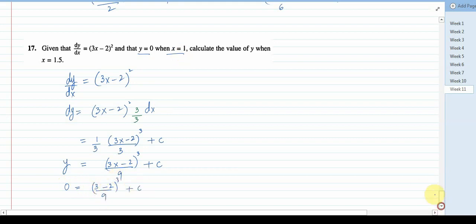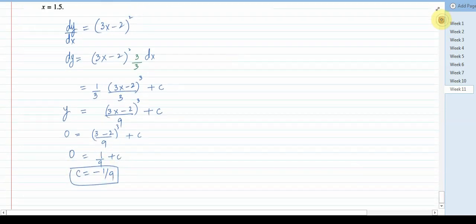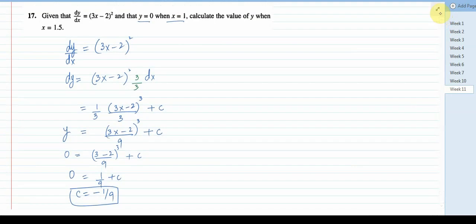You can solve it. 3 minus 2 is 1, 1 over 9 plus c equals 0, and c is negative 1 over 9. Alright, you got the value of c. And now calculate the value of y when x is 1.5. So I am using this equation again.